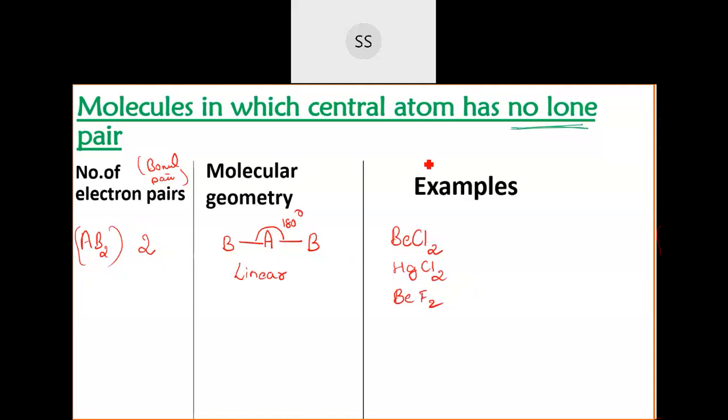Central atom which doesn't have a lone pair, 2 bond pairs are present. So this is the geometry which is possible. Linear is the geometry. You can arrange this in any fashion, in any angle, straight, horizontal. But you will get only this. The possible geometry is only linear.